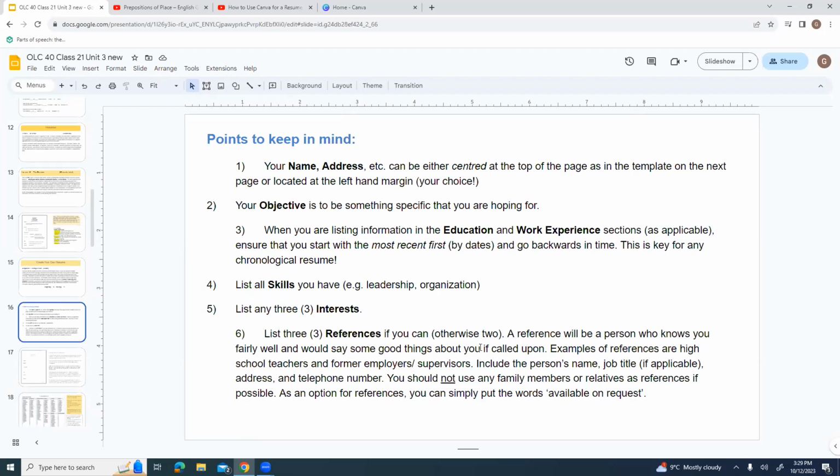You should not use any family members or relatives if possible. I know that isn't always possible. In this case, I would say don't use like a close family member. Like don't use your mom or your dad. But if your uncle was your boss at your last job, that's okay to mention because he was your boss, right? So don't mention somebody who was only family. But if you had a family member that was a supervisor or a boss at a job you worked, that's totally fine to mention, okay? As an option for references, you can simply put the words available on request. That is what's typical. Go ahead and do that.